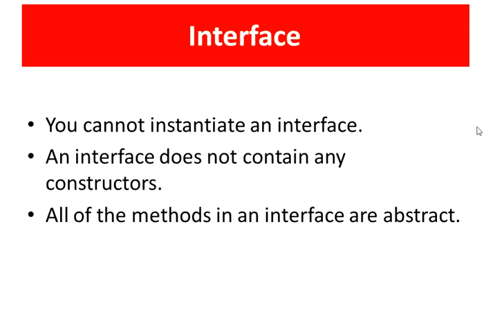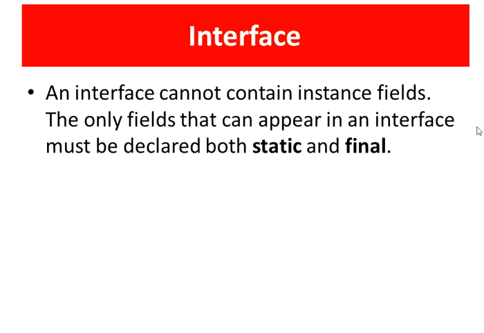Now let us understand a few important points regarding interface. As an interface contains abstract methods, we cannot create an object for an interface. Next, an interface does not contain any constructor, and methods of an interface are abstract in nature. Interface cannot contain instance fields. It can contain only static and final variables.